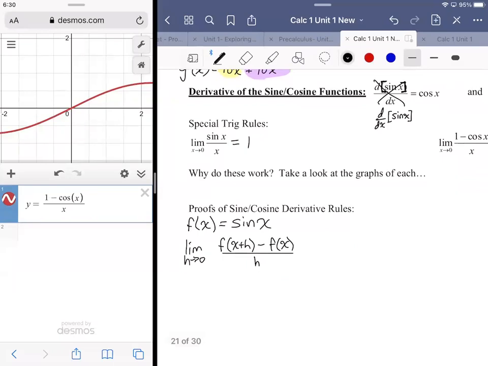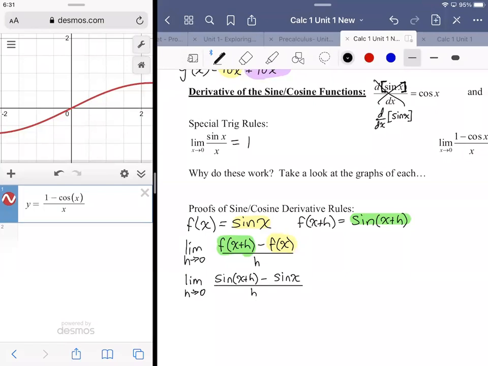So my f of x, that's ready to rock and roll. We already have that. I could pop in the sine of x for f of x. I need the f of x plus h, which is what you would get if you replace the x in the sine function with an x plus h. All right, so I can make a substitution: limit as h approaches 0 of sine of x plus h minus the sine of x all over h.